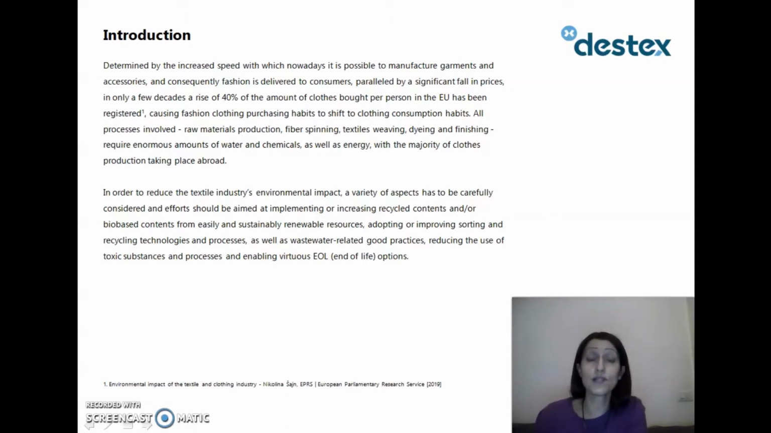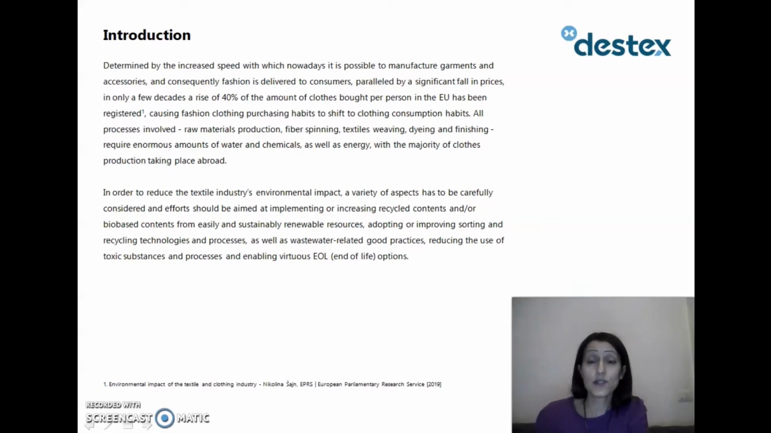to clothing consumption habits. All processes involved, raw materials production, fiber spinning, textiles weaving, dyeing and finishing, require enormous amounts of water and chemicals as well as energy, with the majority of clothes production taking place abroad.